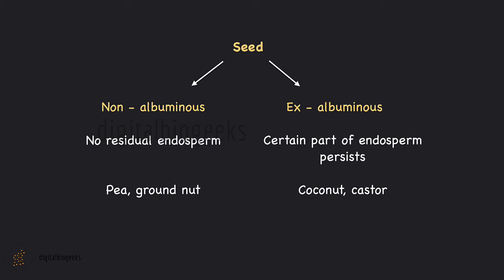In some seeds, such as black pepper, the remnants of nucellus is also present. Nucellus is the mass of cells in the ovule. Such persistent nucellus is the perisperm.